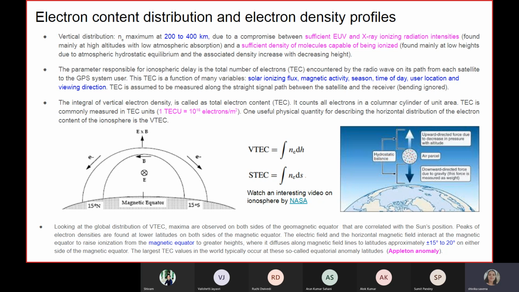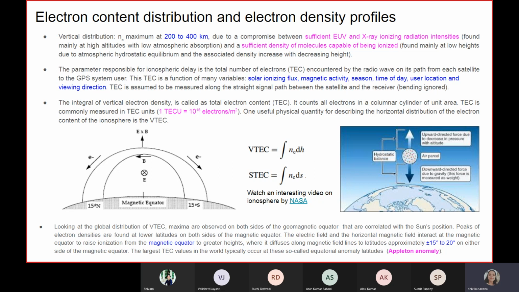So there is one major phenomenon known as the Appleton anomaly. What happens is, at the magnetic equator, this ionization will be very active because of the interaction between electric and magnetic fields. These free electrons and ions are raised to a certain altitude, away from the surface at the equator, and then they interact and fall down on either side of the magnetic equator.